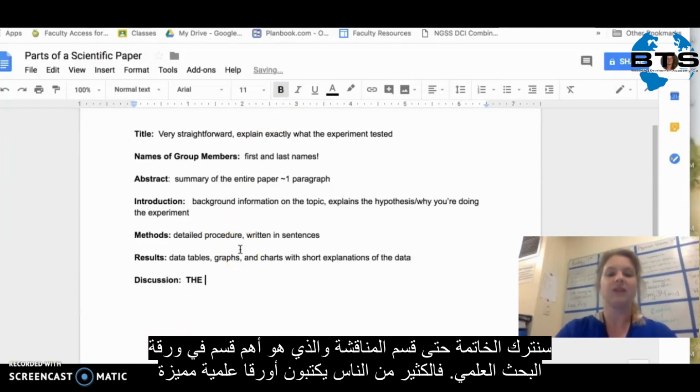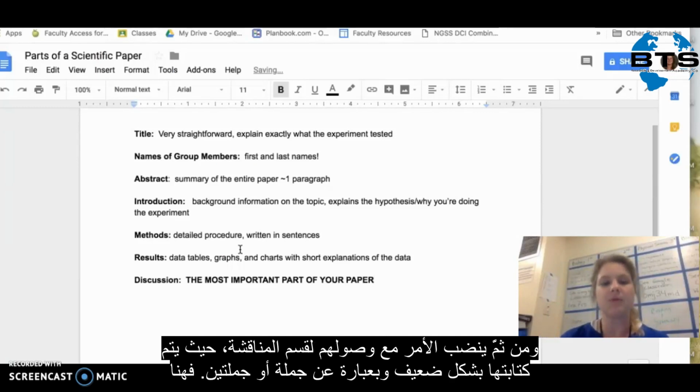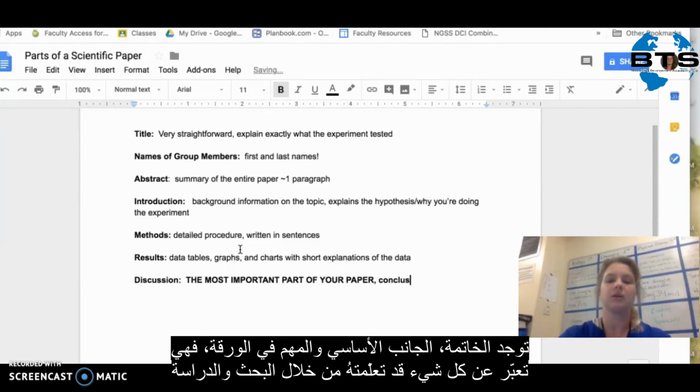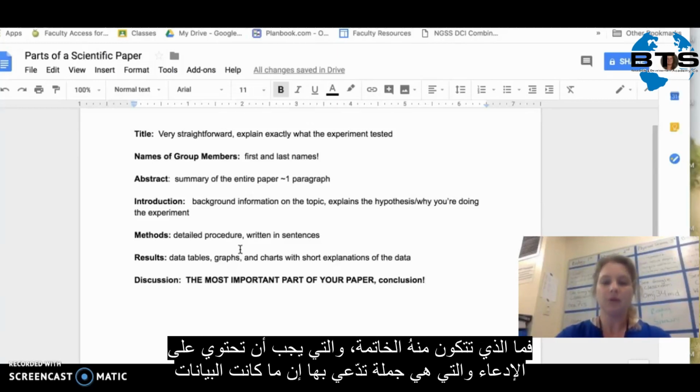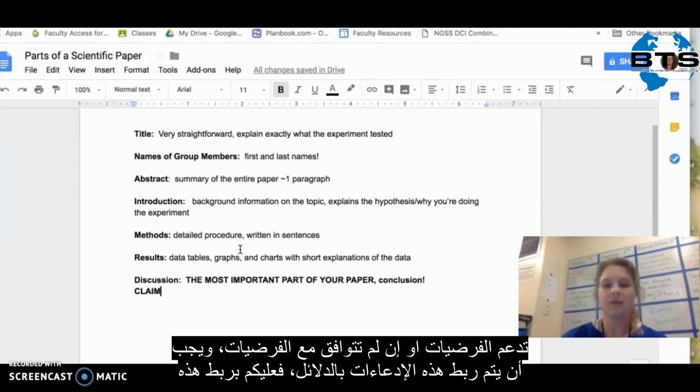And the discussion is the most important part of your paper. So many people write beautiful scientific papers and then they peter out at the discussion and they leave it really weak with just a sentence or two. This is your conclusion. This is the meat and potatoes of your whole paper. This is everything you learned from this study. So what goes in a conclusion? You should have your claim, a sentence claiming whether or not your data supports your hypothesis or if it does not agree with your hypothesis.